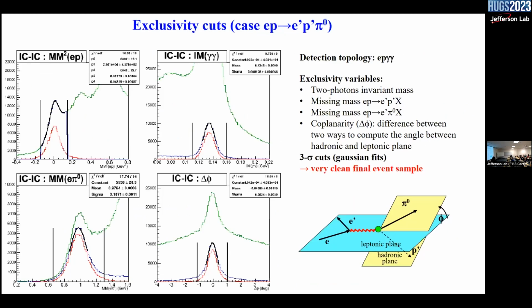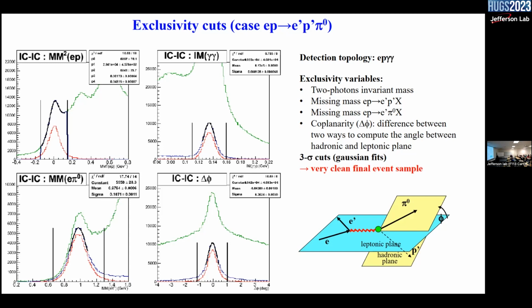Here is the case of pi zero reconstruction with CLAS. So what I was talking about, the exclusivity variables: the fact that we have a full set of particles detected allows us to build different sets of variables. We can have the invariant mass of the 2 photons that you see here peaking at the pi zero mass. Various missing masses: I look at the missing mass of electron proton, it should give me a pion. I look at electron pion, it should give me a proton, and you see that the peaks are here.